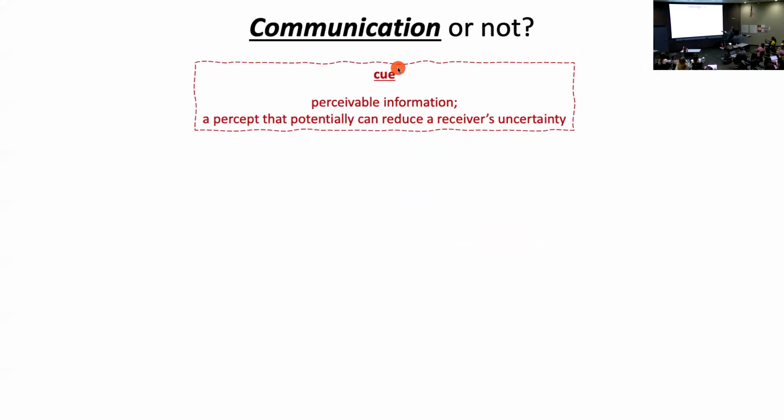One important term is cue. A cue is just perceivable information, or a percept, that can potentially reduce a receiver's uncertainty. So those things that everybody's saying, like, if I'm getting information and I can respond to it in a way that's beneficial to me, then at a minimum, that is a cue. So cues are really important. We ask what the informative cues in the environment are, and those are things that receivers of those cues can then take advantage of. So we definitely need to know about cues.